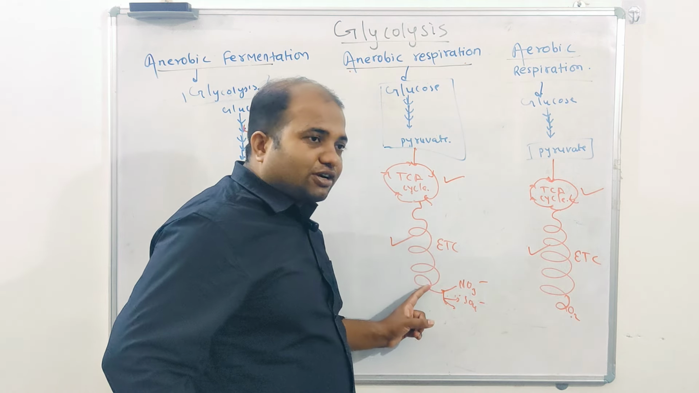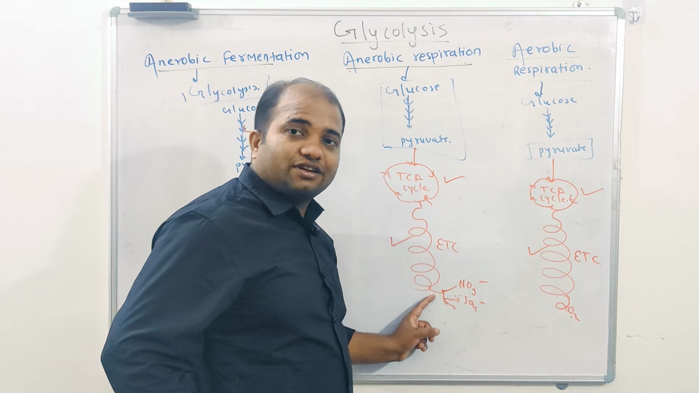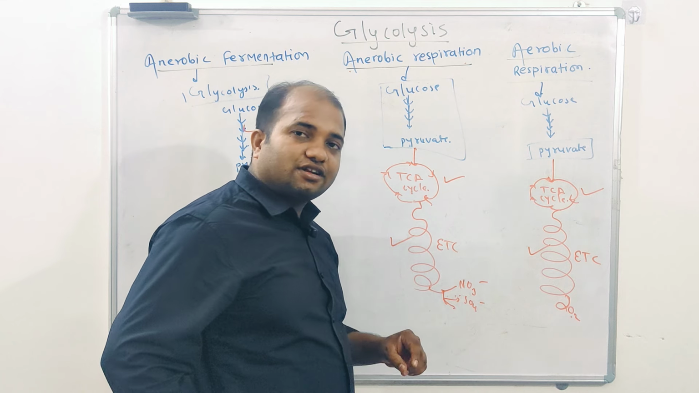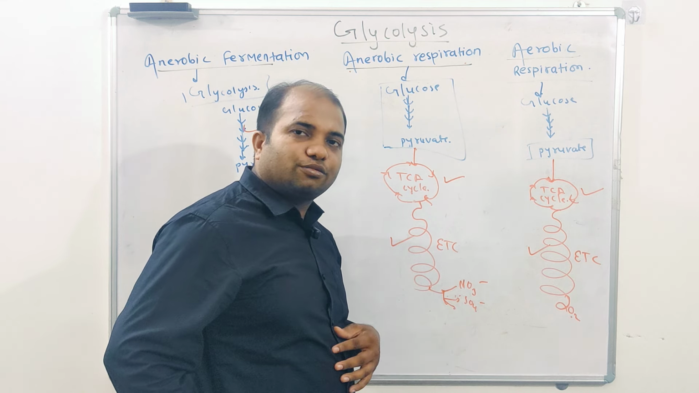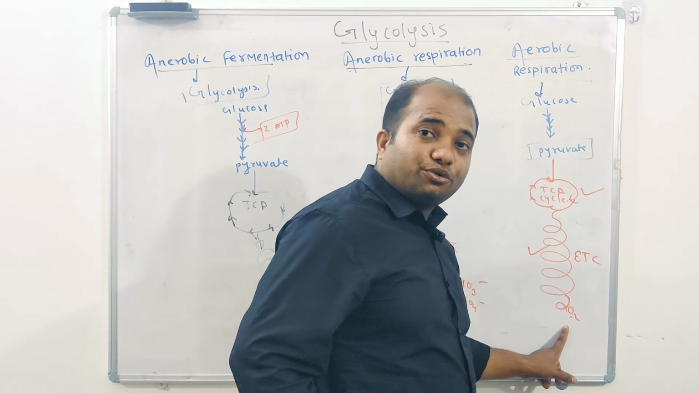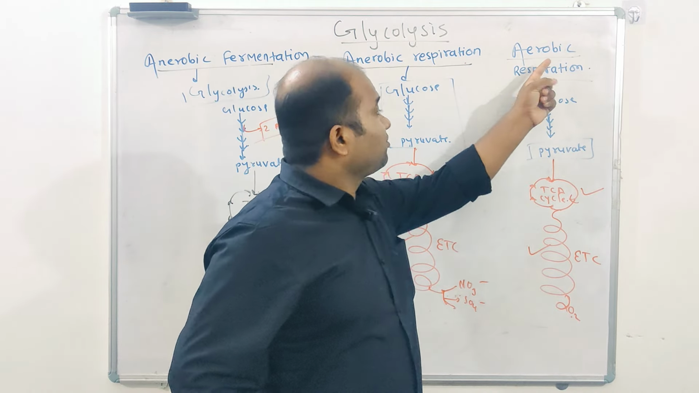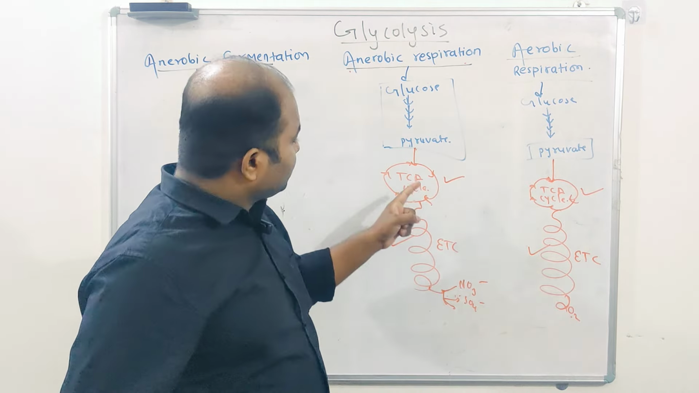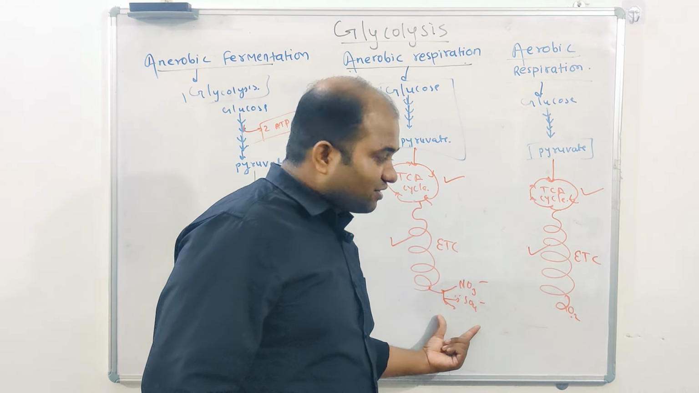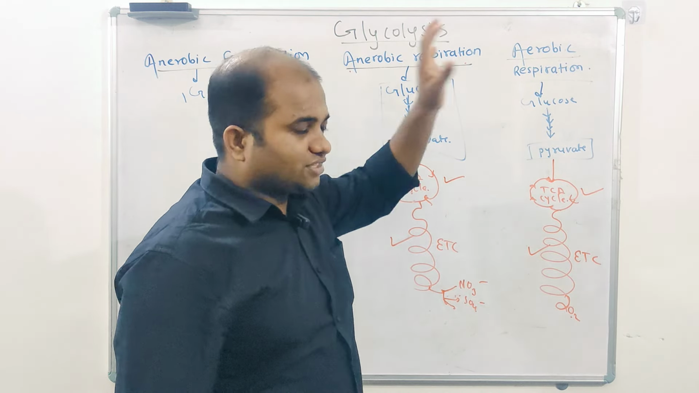Here, even though the electron transport chain is present, the final receptor of electron is not oxygen, rather it is nitrate and sulfate, right, or some other compound. But here the final receptor is oxygen. So this is one more major difference which differentiates anaerobic and aerobic respiration, right? Even though TCA and ETC are present in both pathways, based on the final receptors, the name has been changed.